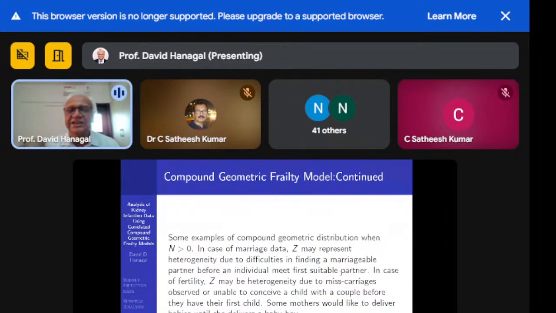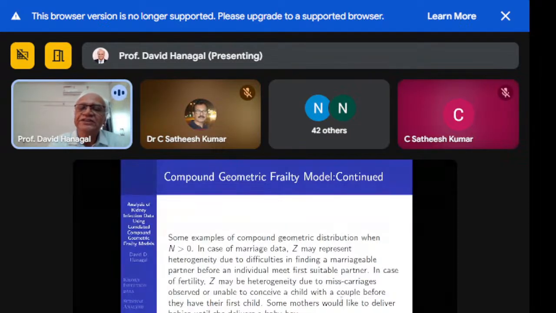Second sex, and continue like that. That is a specialty of the compound geometric distribution. First is the format. If you take second, third, and so on, this will be negative binomial. In case of fertility, Z may be heterogeneity due to miscarriages observed or inability to conceive a child for a couple before they have the first child.